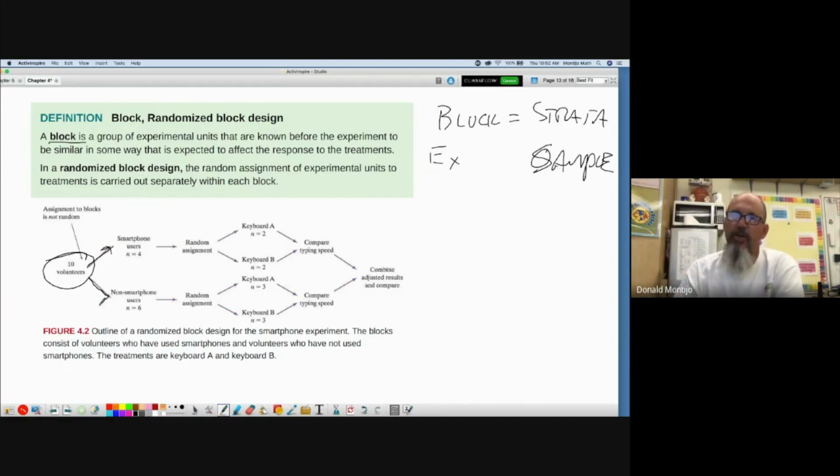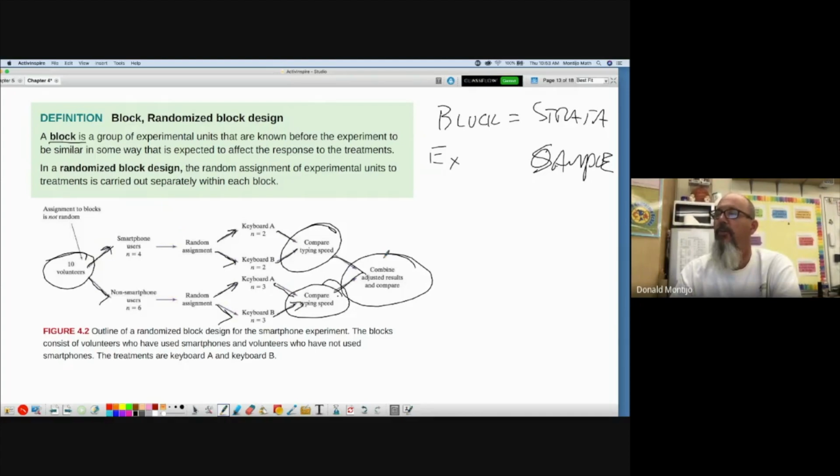Now comes the randomization. Remember, any experiment must have randomization, control, and replication. So we would randomly assign 2 of these smartphone users to keyboard A and the other 2 to keyboard B. We would randomly assign 3 non-smartphone users and 3 non-smartphone users. We would give them the keyboards, have them type, and compare the typing speed. So we would compare keyboard A and keyboard B within the non-smartphone and within the smartphone. Then we would bring the results together to compare our overall findings. So a randomized block design just really takes 2 completely randomized designs and puts them together.